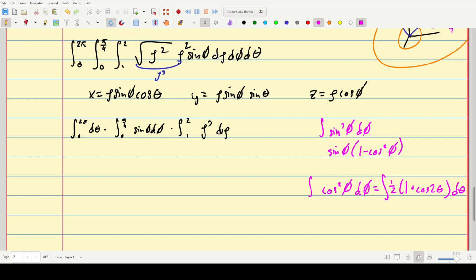I switched, I don't know why I changed the Greek letter. Writing too fast.